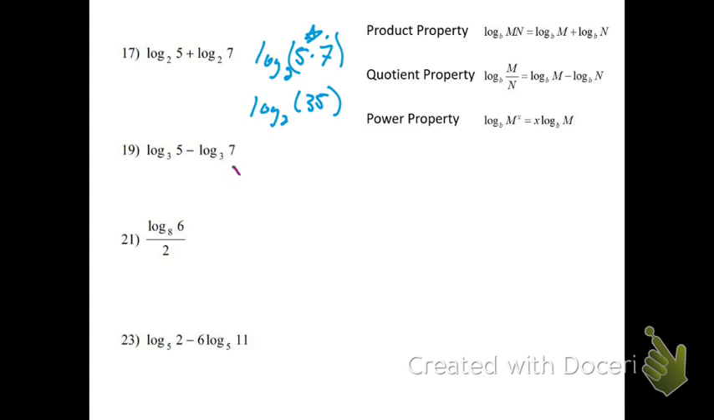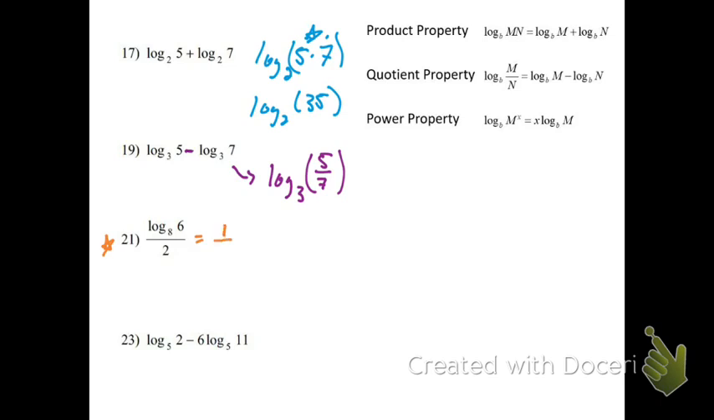Then, here, it's a subtraction, so it turns into division. So log base 3 of 5 divided by 7. Now, that's done. I don't know what 5 divided by 7 is. Maybe you do? Great. Show off. Awesome. Now, number 21. Pretty interesting here, because this is the same thing.